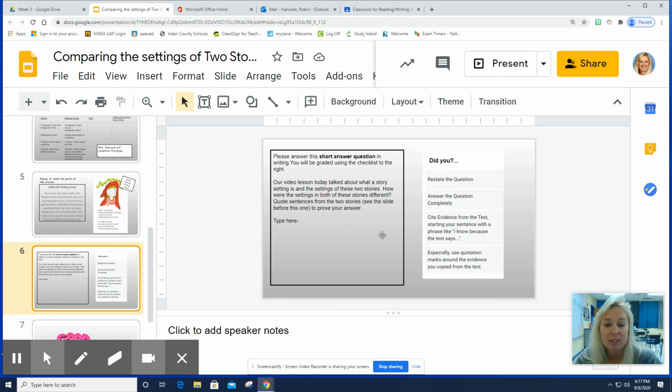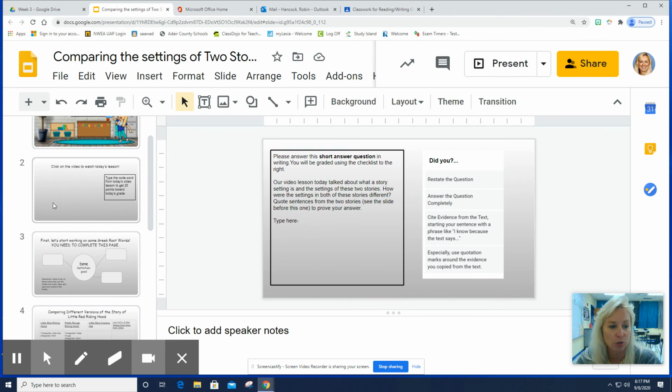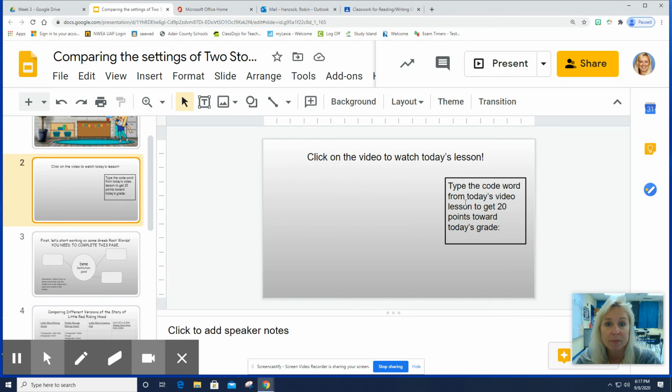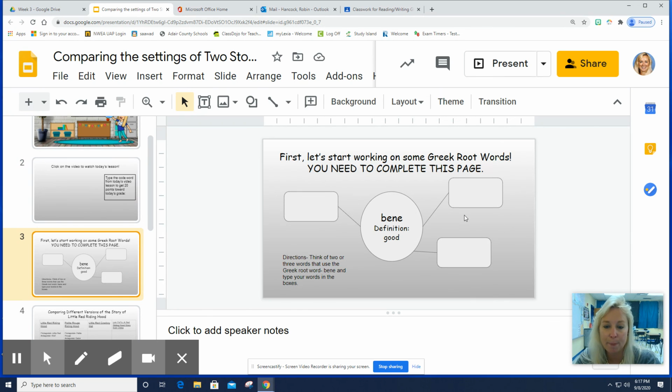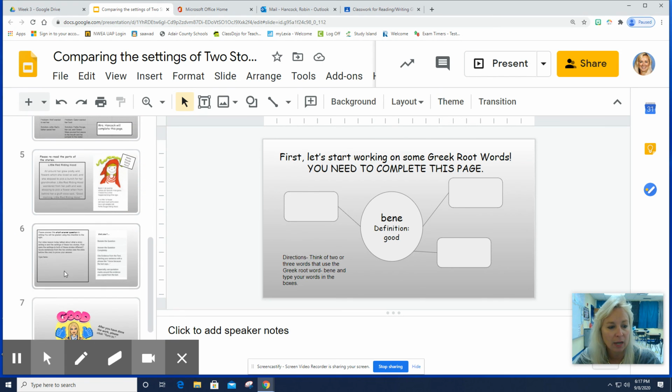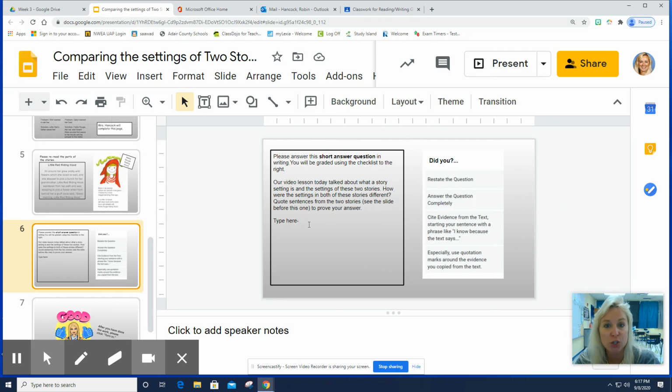So you do need to do this slide. You're typing on 3 slides. You're typing the code word while you're watching this video. You're typing at least 2 words on this slide that have the Greek root word bene in it. And you're typing your answer to your short answer question here using this checklist.